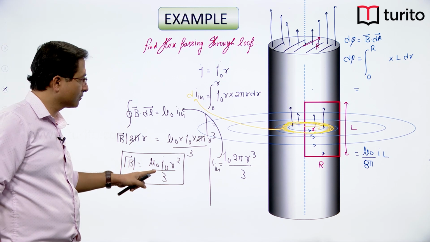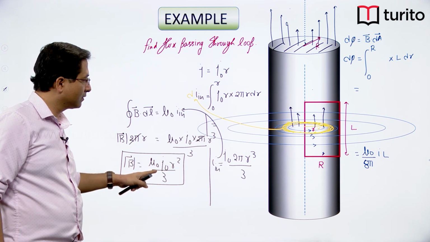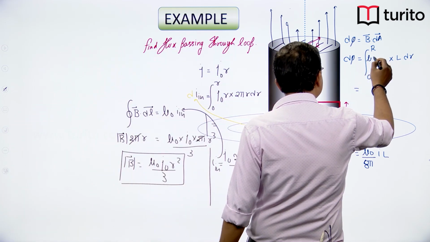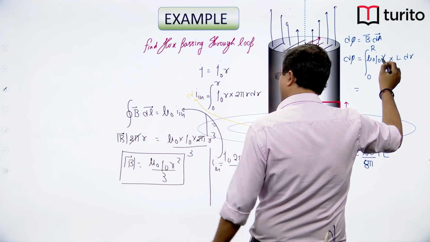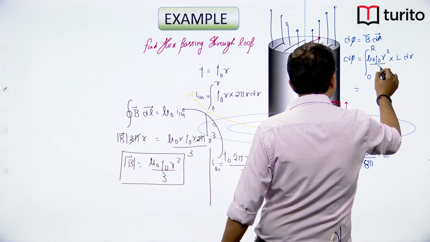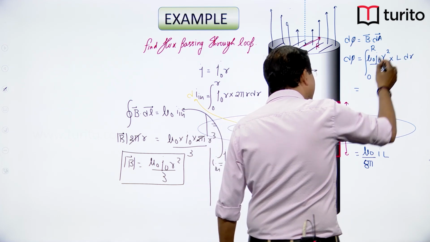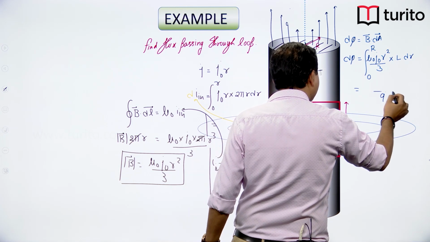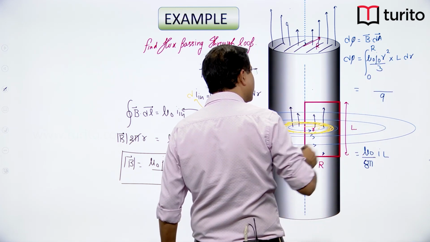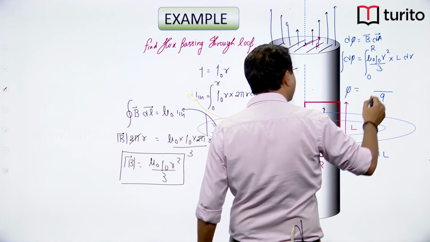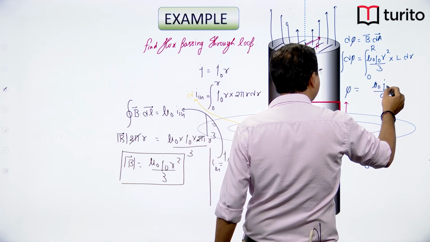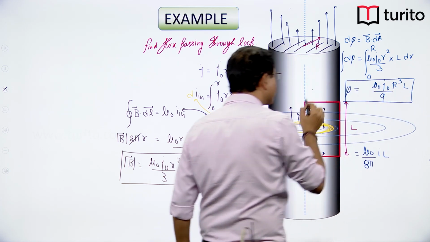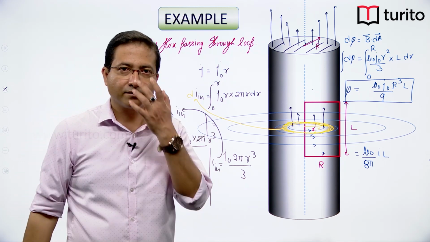Now see, mu naught J naught R square by 3 is field. If I integrate, then I will get R cube by 3. Okay, so one more 3 will come. So here it will become 9, integration 0 to R. So total flux is mu naught J naught R cube L.